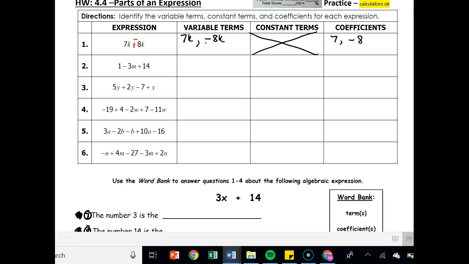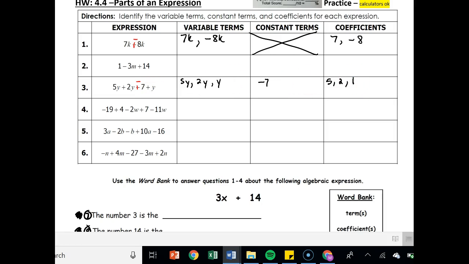Let's try number 3. So our variable terms are 5y, 2y, and I should go through and make sure I say plus and negative here, and y. Our constant term is just negative 7. That's the only term in this expression without a variable attached to it. And our coefficients, the numbers attached to variables, are 5, 2, and there's one more. Remember, when there's a variable without a coefficient, it has a coefficient of 1 or negative 1. It's a positive y here, so it's a positive 1.